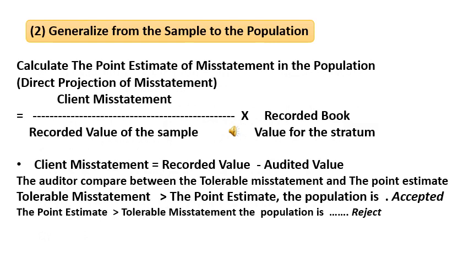How does the auditor generalize from the sample to the population? By using the following steps. Step 1, calculate the direct projection of misstatement, which equals the client misstatement over the recorded value times the population value. Number 2, the misstatement equals the recorded value minus the audited value. Number 3, the auditor must compare the tolerable misstatement and the direct projection of misstatement and make the decision.